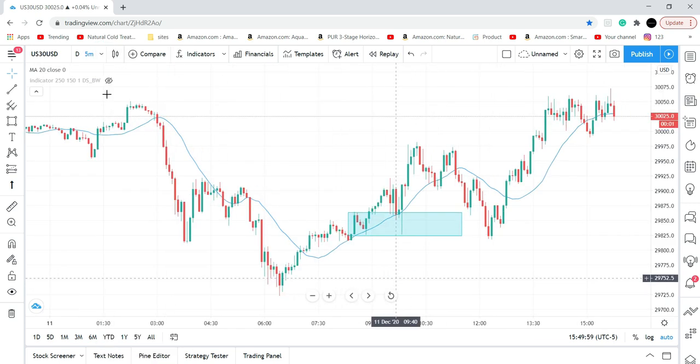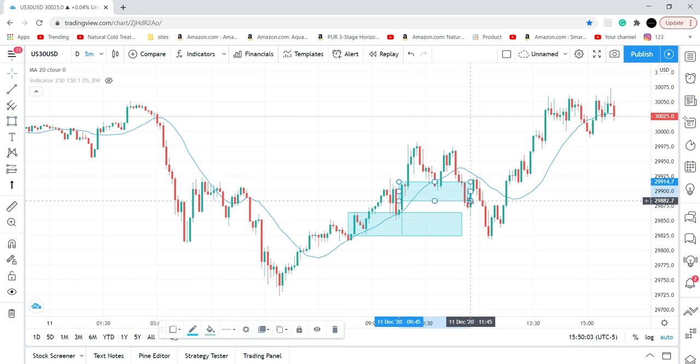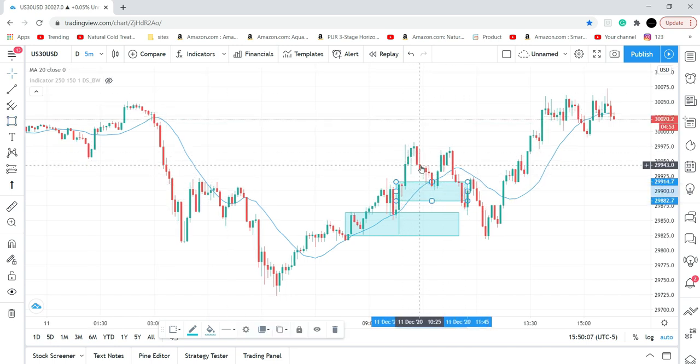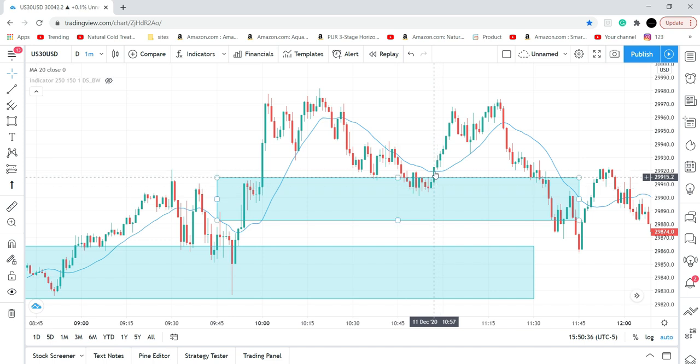So we had another demand area right here. I was looking for price to come to this area, and when price came here, I went to that 1-minute chart and waited to see what price was going to do. Right here, we have price going lower, and it's trying to go lower, right? And then we had this nice pop right here. So that's when I actually went long.